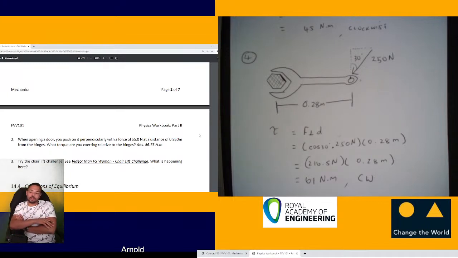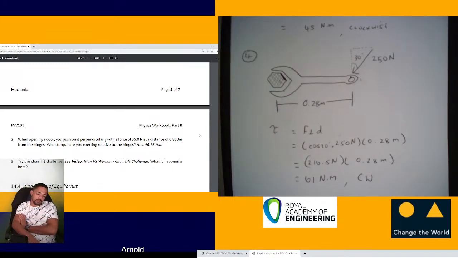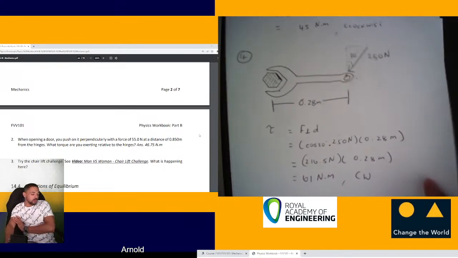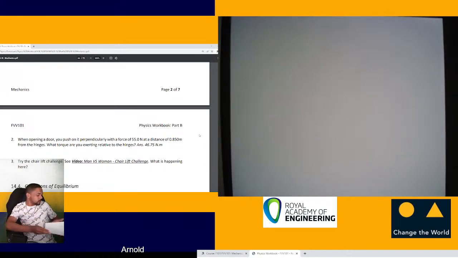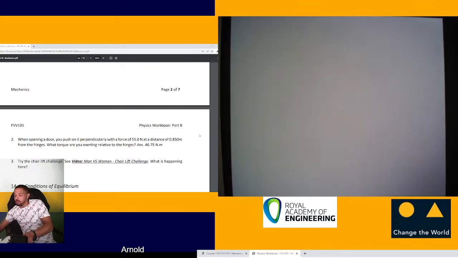I hope everyone understood that problem. Let's continue. The next problem, I'm going to draw it, and I'm mostly going to be drawing a lot of them. The next few deal with multiple forces where the fulcrum is in the middle. The fulcrum will be in the middle in the next two problems.